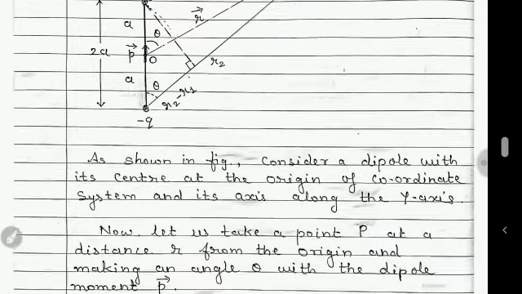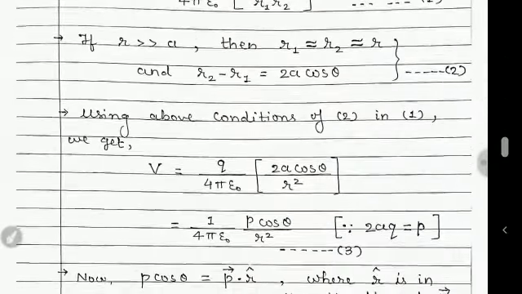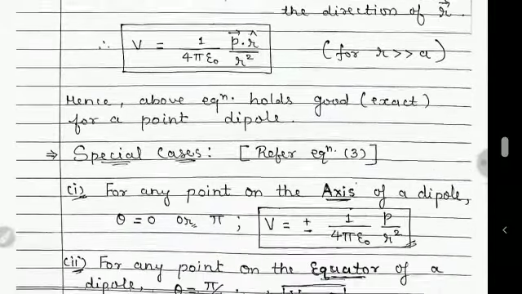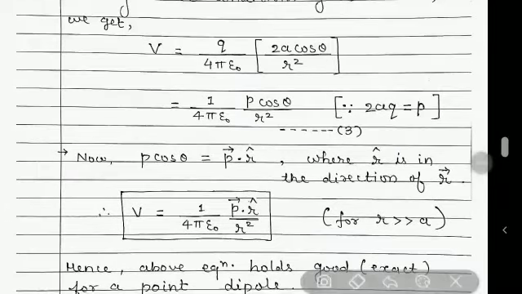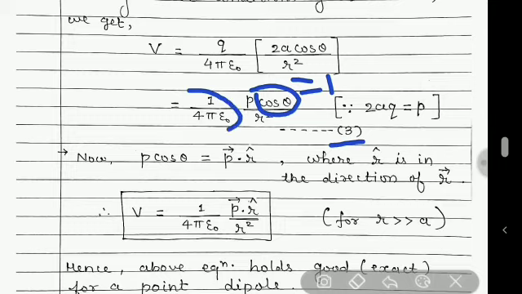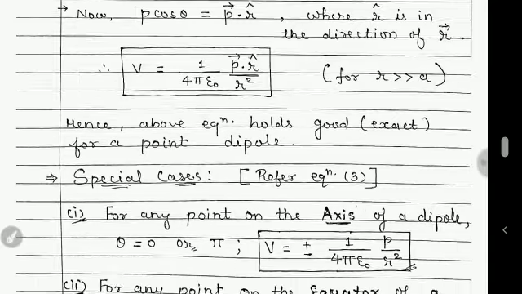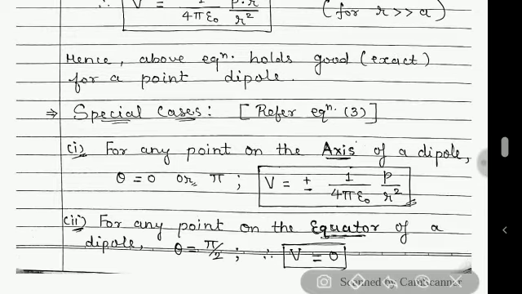So here also, for the potential on the axis of a dipole, in this equation 3, putting cos theta equal to 1, we get V equal to 1 upon 4 pi epsilon naught times p upon r square. So that is the equation of potential on the axis of a dipole.